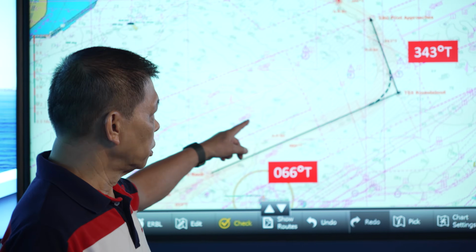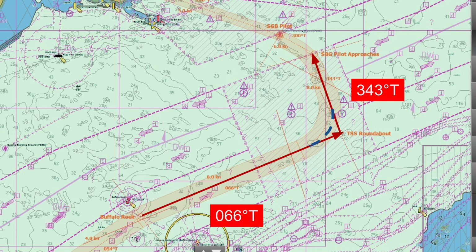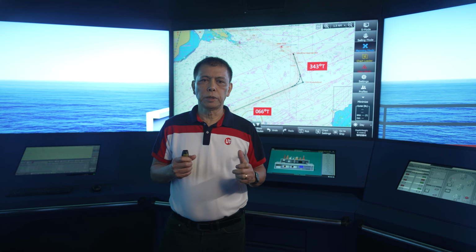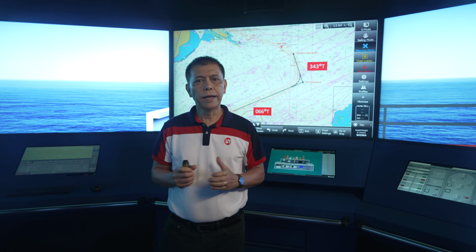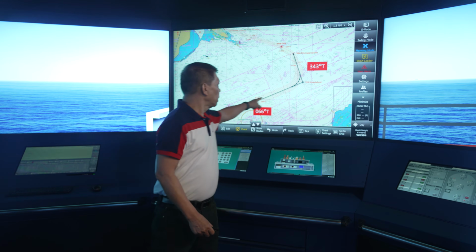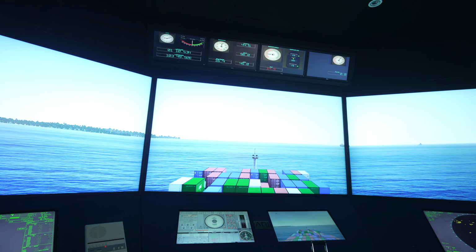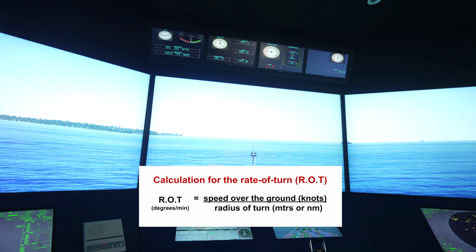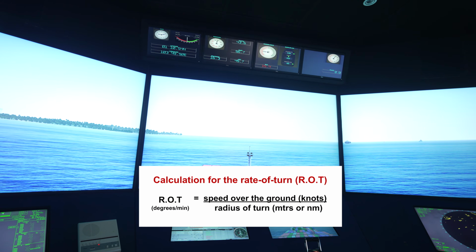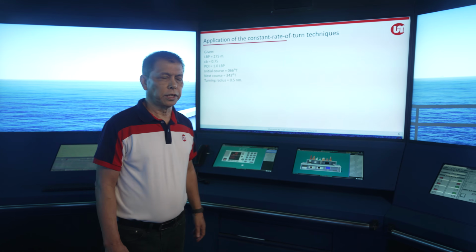To negotiate the turn around the arc, the constant rate of turn technique can be applied. In simple terms, the rate of turn of the ship is how fast the heading changes direction while turning along the planned arc of the turn. This is expressed in degrees per minute. Let us give an example of the application of the constant radius turn technique.